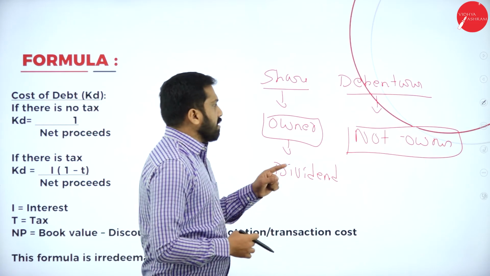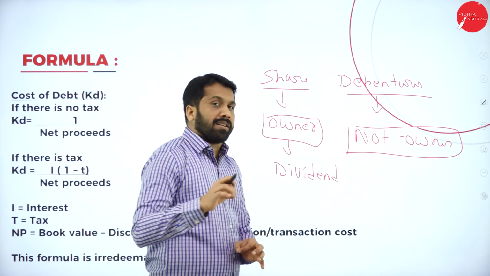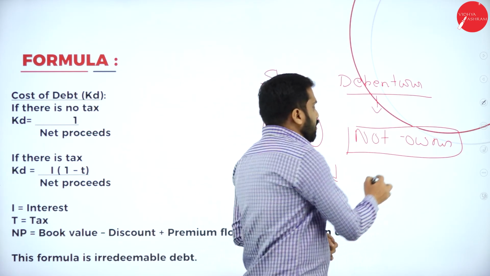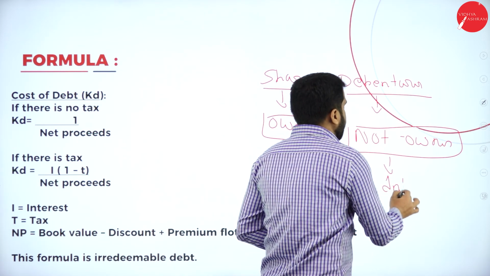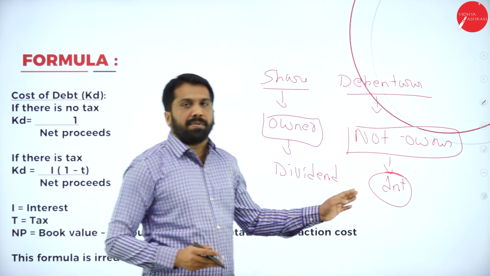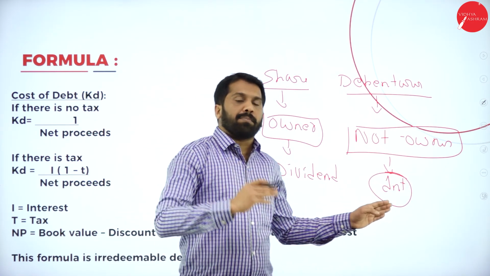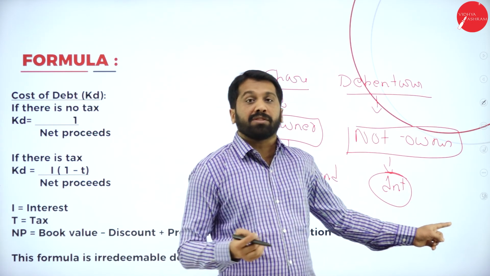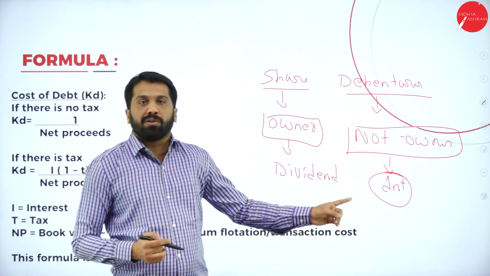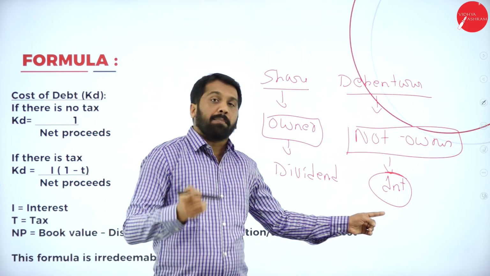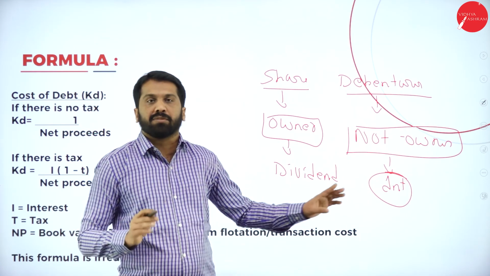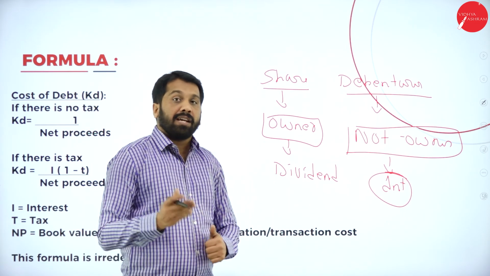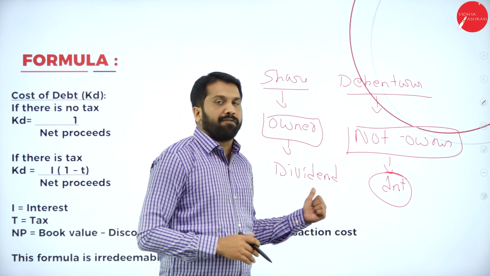Now, as for debenture holders, even though the company is running at a profit, or even though the company is running at a loss, the debenture holders will get interest. You may think that I'll go for debentures only. Why? Because whether your company is running at profit or loss, the debenture holders will get interest. If the company goes into loss, they will get interest. If the company makes profit, they will get interest. But what about shareholders? If it is in profit, they will get dividend. If there is a loss, no dividend for them.